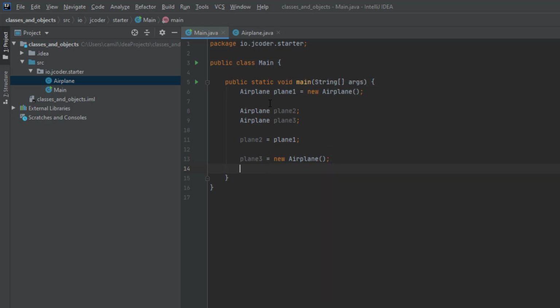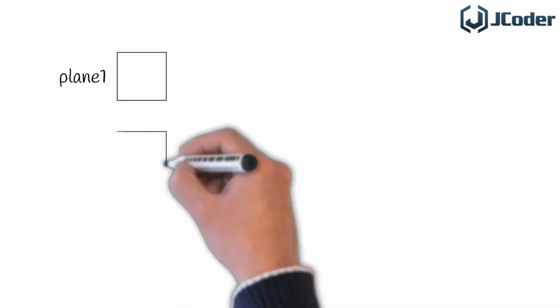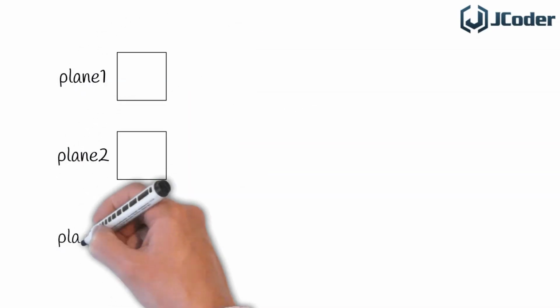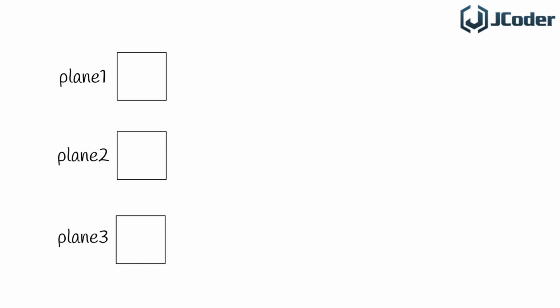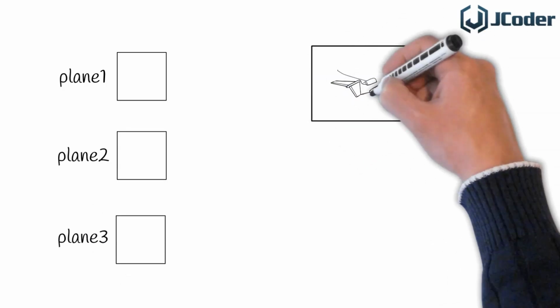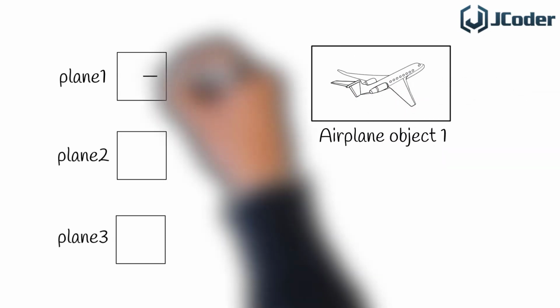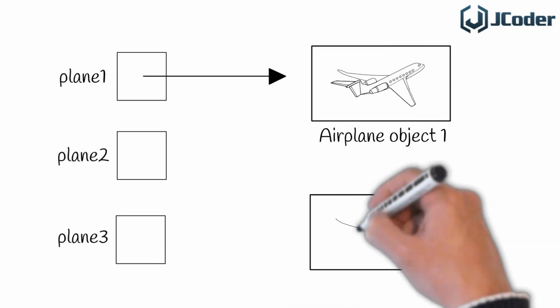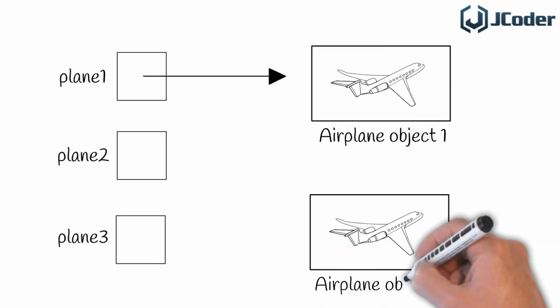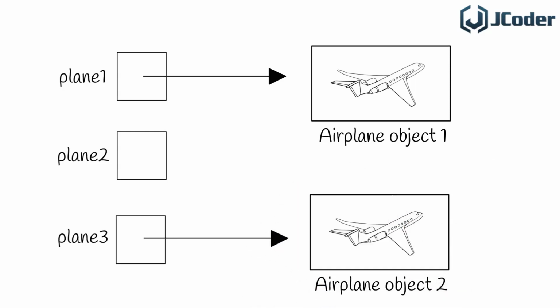So let's visualize this again. In this case, we have 3 references, which I'm going to draw on the left-hand side. But we only created 2 objects using the new airplane expression. So for plane1 and plane3, we already saw what happens in the previous example. We saw that they point to the new airplane object created in the respective lines of code.